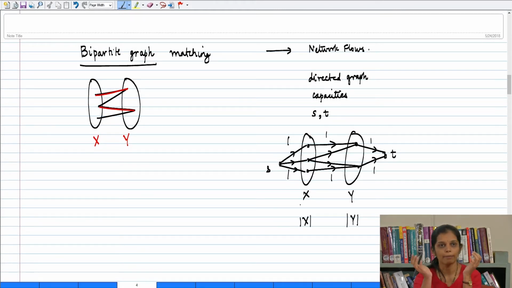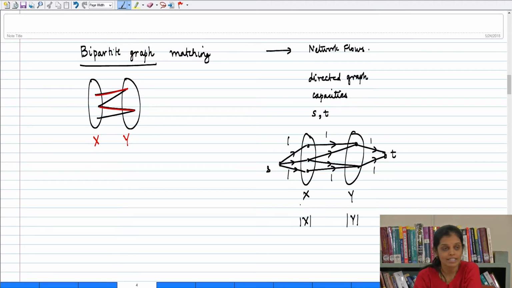Whenever we want an upper bound, we want an upper bound which is as small as possible, because if I say that the max flow is going to be less than or equal to x into y, it is going to be a non-useful upper bound. Upper bound of x, that is cardinality of x, is much better than some arbitrary upper bound as x into y. But now what is a better upper bound than this?